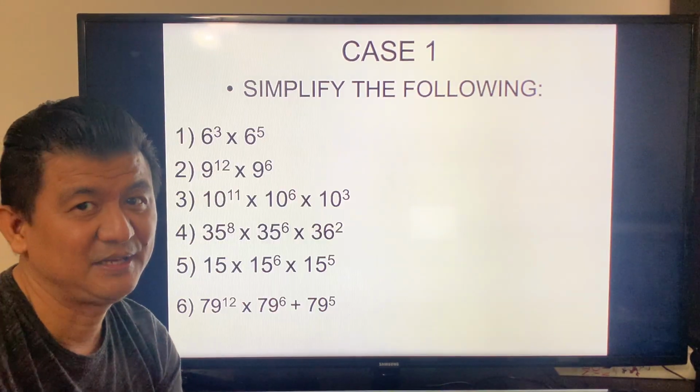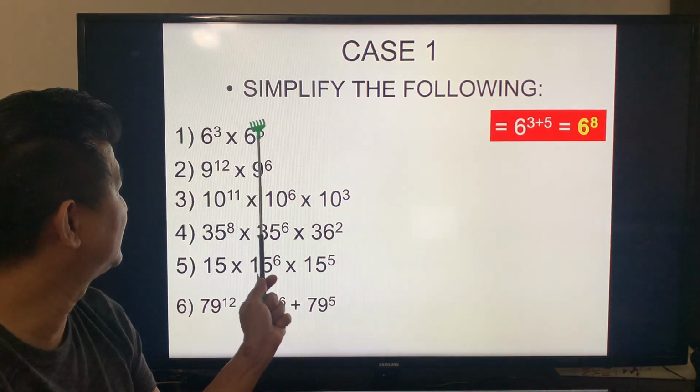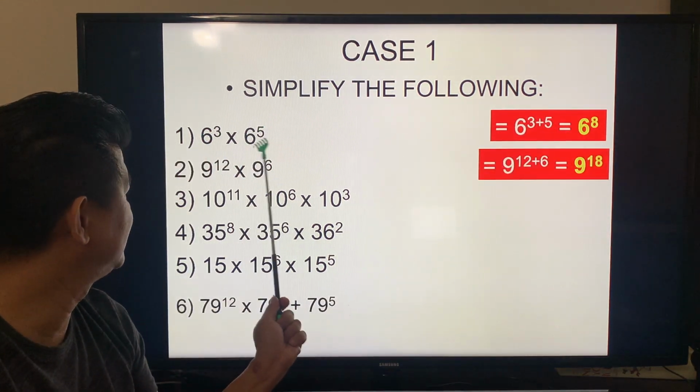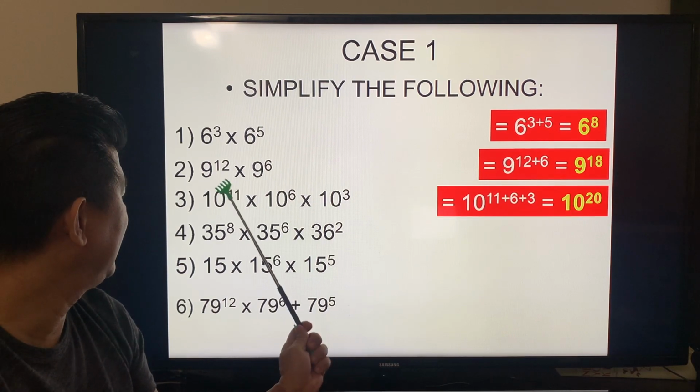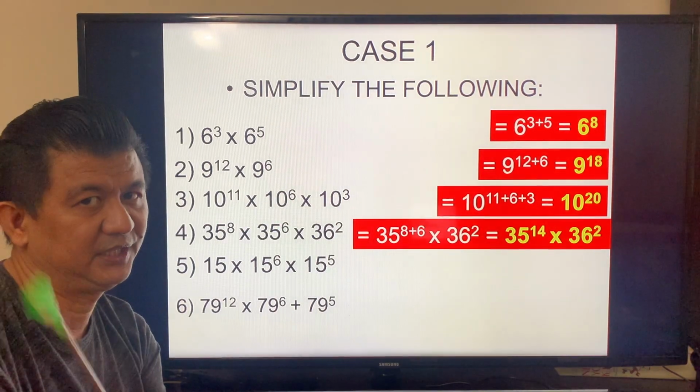Try this. Okay, pause. Okay, ready for the answers? Add these 2, you get 8, correct? Add these 2, you get 18. Add 11, 6, and 10. There you go. Whoa, some of you got this wrong.